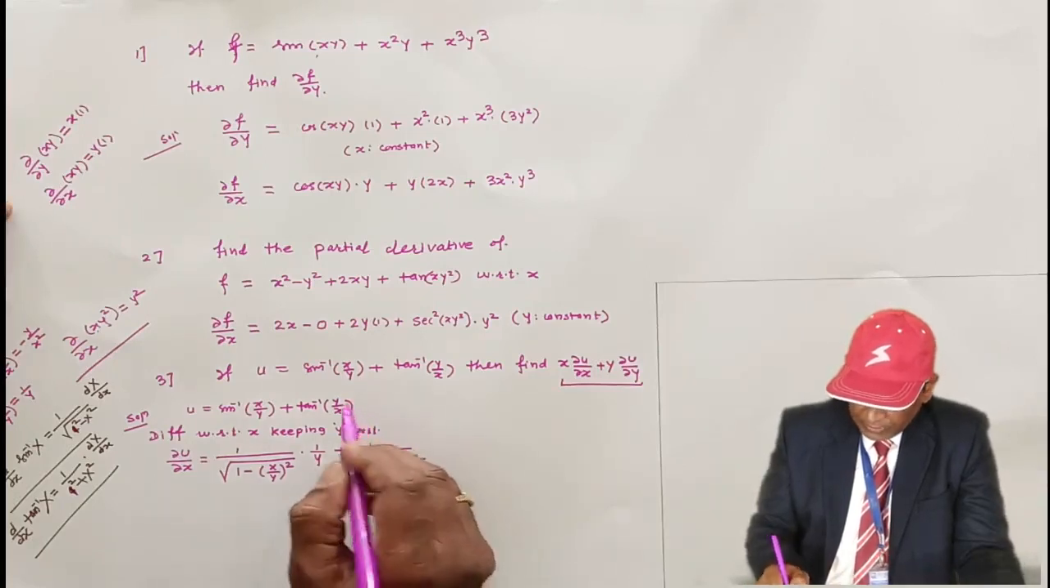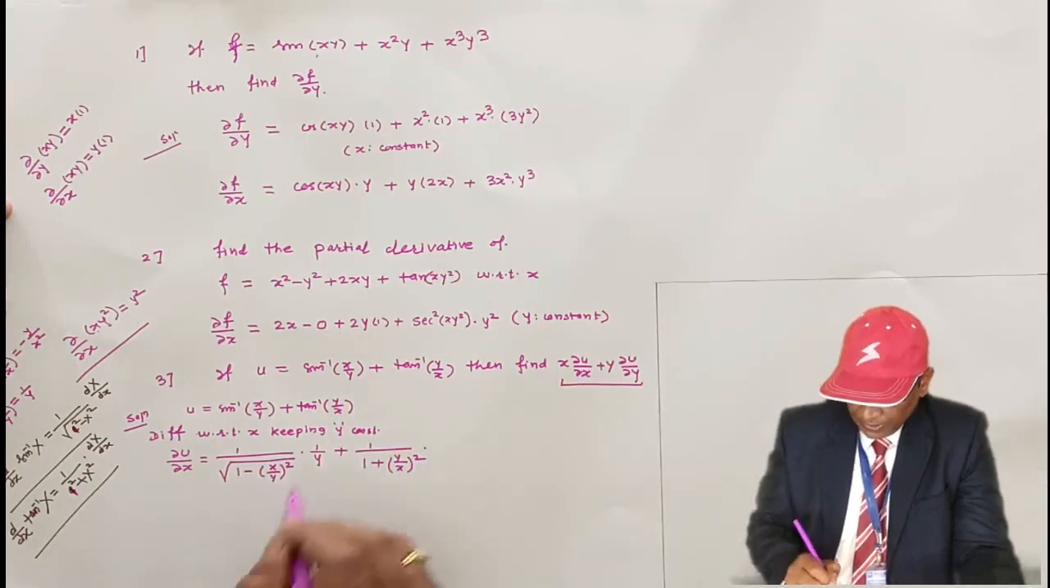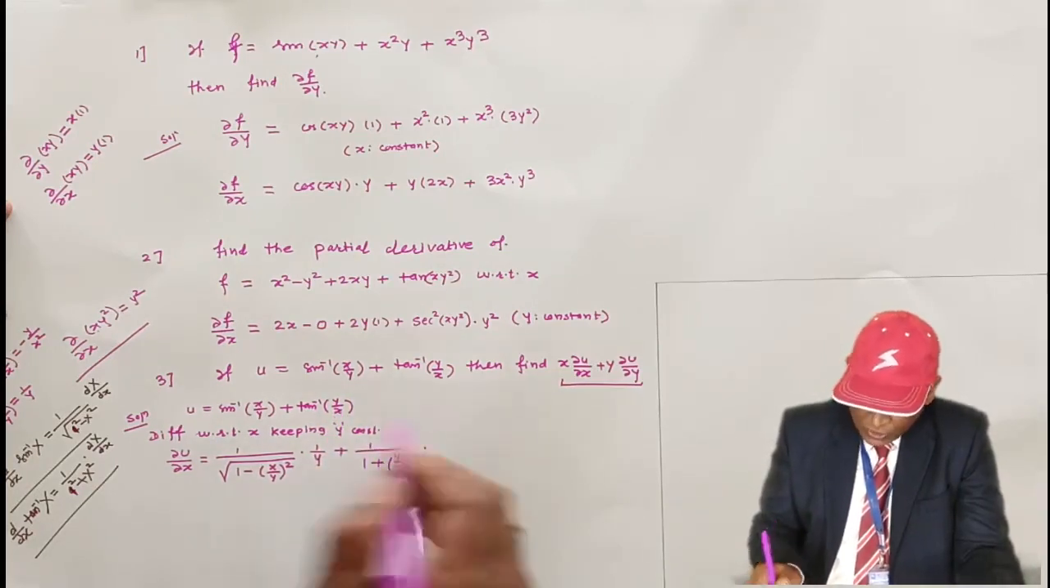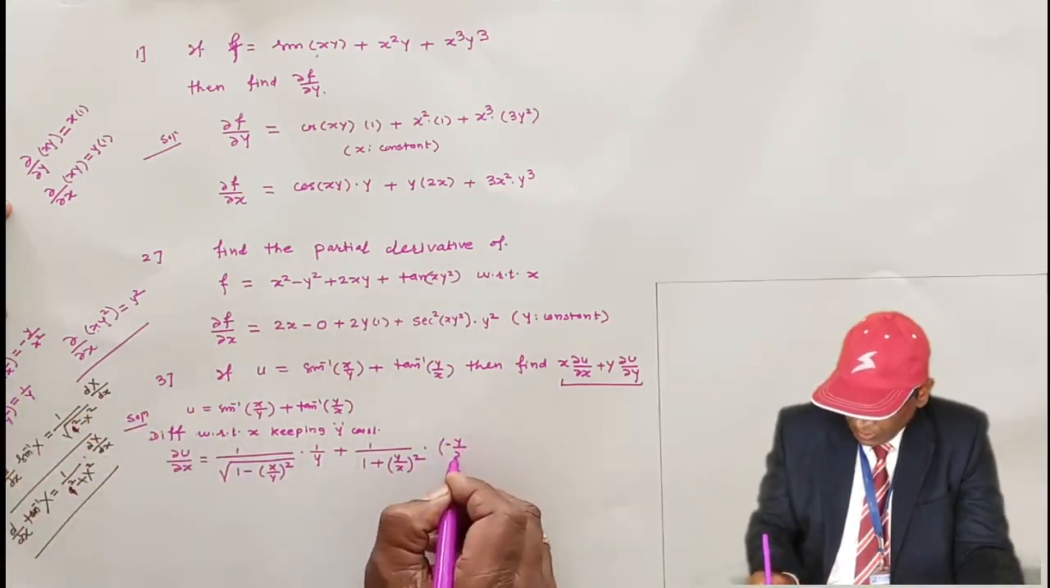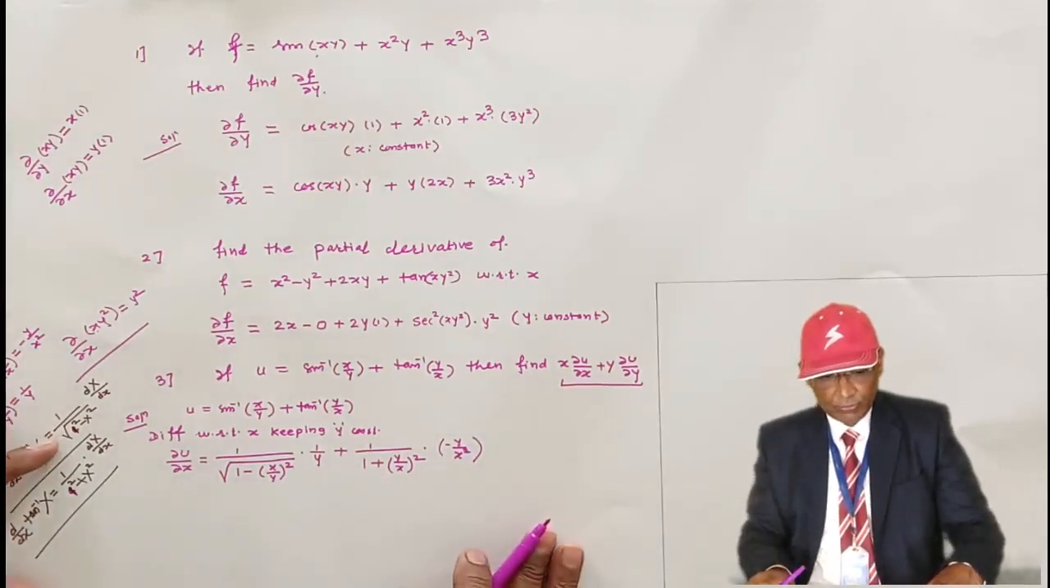Now, the derivative of tan inverse y by x I have written. This multiplied by derivative of y by x with respect to x in the multiplication, which is minus y by x square. Okay, this step is important. You have to write it very carefully.